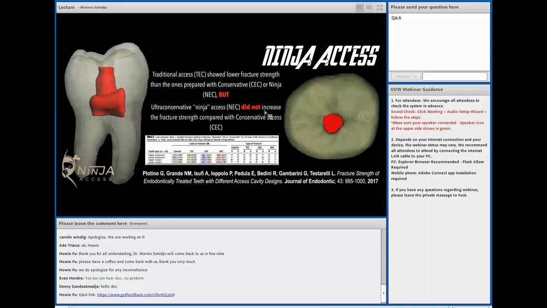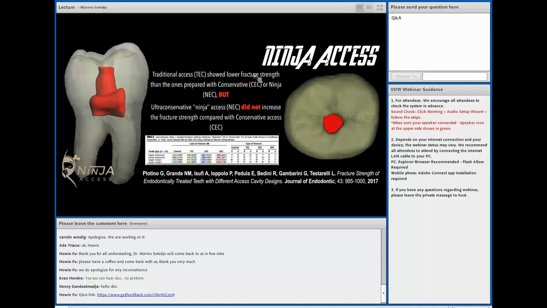And now how about ninja access? Ninja access is actually like a tiny hole in the tooth where people just create a hole and put some instrumentation in there. A good paper about this ninja access is from Nick Grandi and Gianluca Protino and his team in the Journal of Endodontics. We need to believe that the traditional endodontic access cavity showed lower fracture stress. Okay, I agree with that, because the traditional access cavity removed more tooth structure compared to the conservative. But the ninja or the ultra conservative did not increase fracture strength compared to conservative.